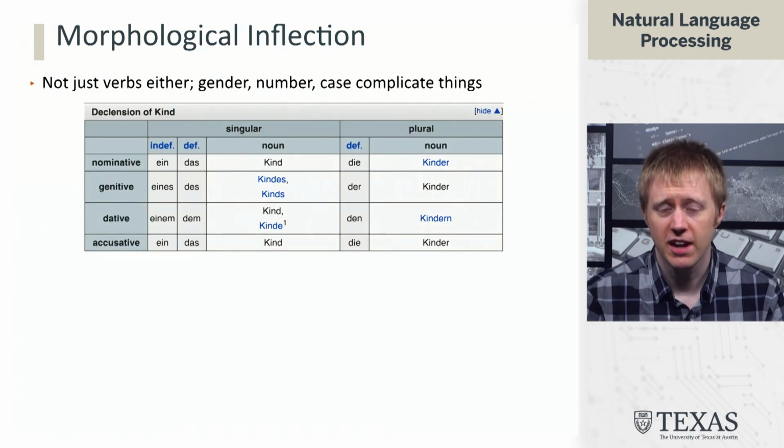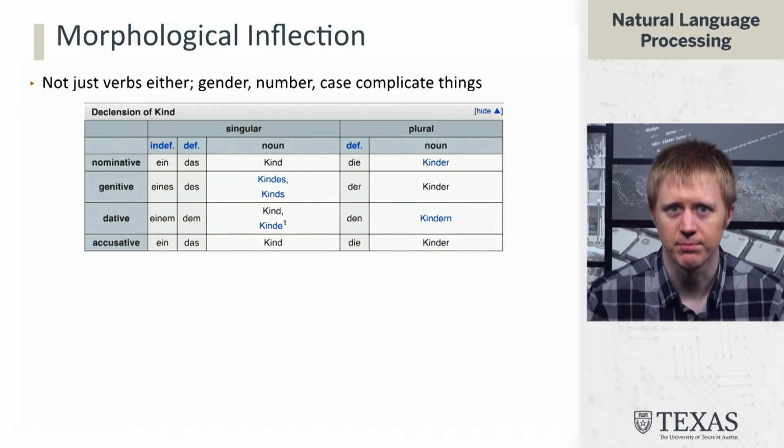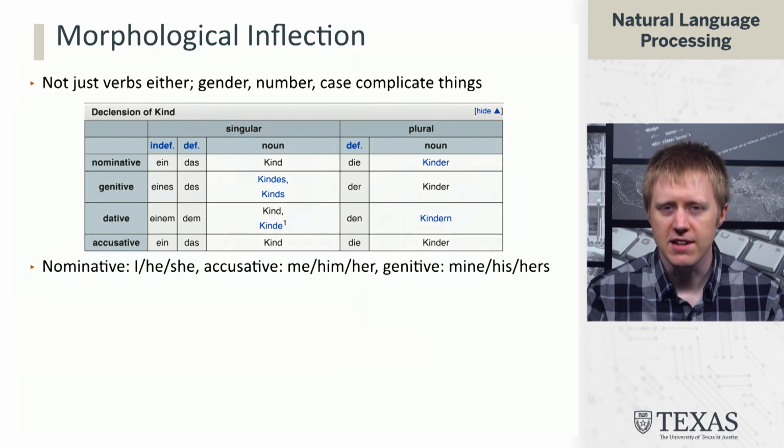And it turns out it's not just verbs. There's also inflection of nouns in other languages. We do have this in English with singular versus plural, but other languages have much more complex morphological systems involving things like case. Case is roughly where a noun shows up grammatically.